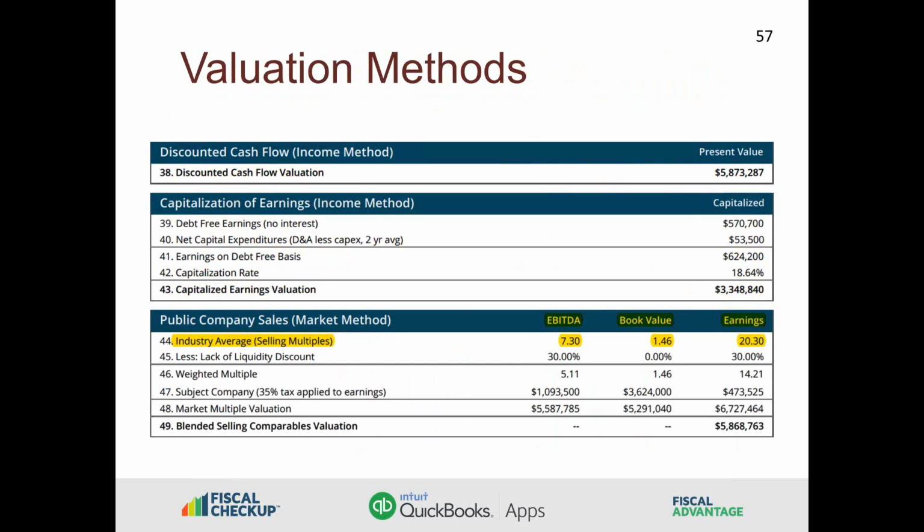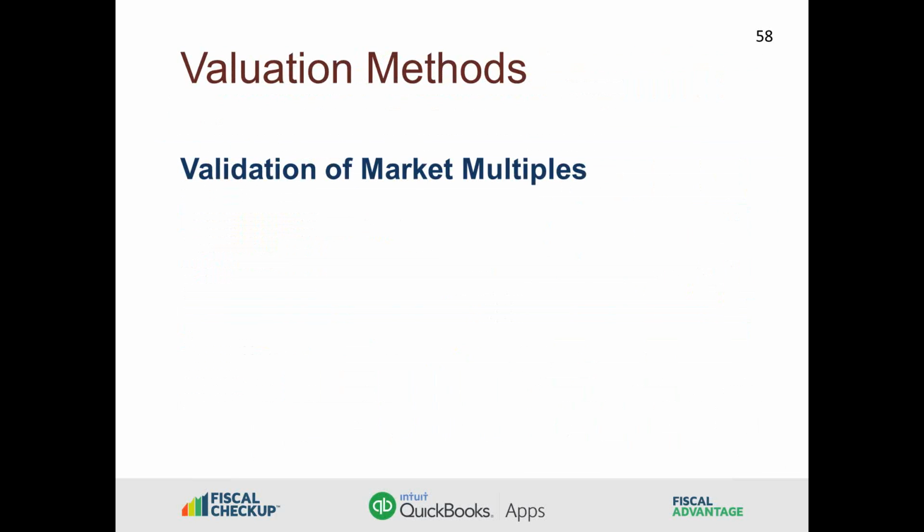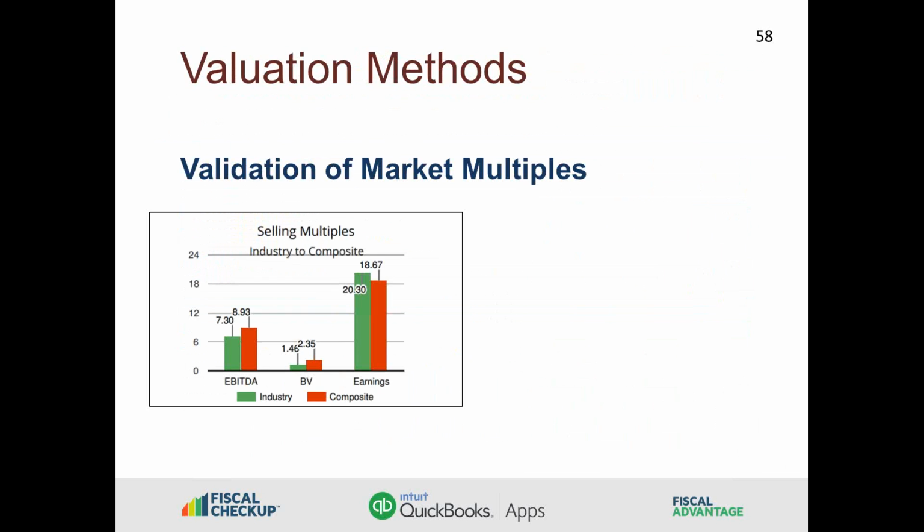Now let's look at the 3 market selling comparables methods. In order to have an accurate estimate of the company value, you obviously have to have accurate multiples. At Fiscal Checkup, we've gone ahead and compiled our own list of average public companies in each industry by industry NAIC code to arrive at very specific multiples for EBITDA, book value, and earnings. As part of our business valuation report, we show you how the market comps that we use compare to this market. So this graph shows the multiples of what we have as 3 companies in each industry classification. So we show here the multiples of the 3 companies that we've chosen in this specific NAIC code in green compared to the overall multiples in our composite index in red.